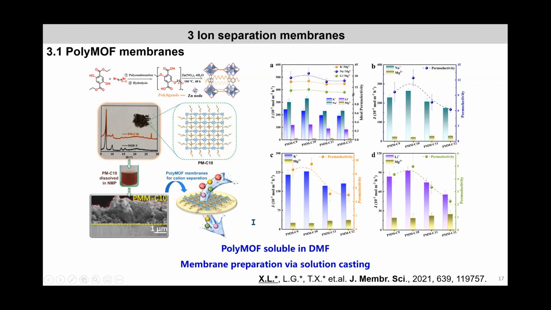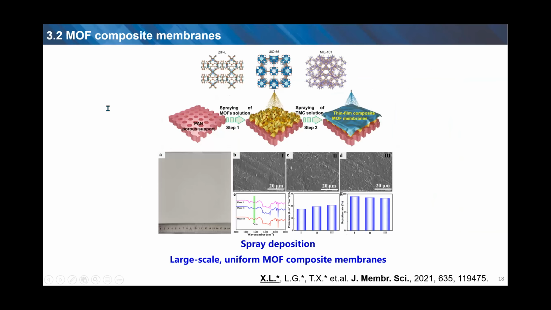The as-prepared membranes show an efficient separation for monovalent cations over divalent cations. Then the spray deposition method was used to prepare large-scale uniform polyMOF membranes. A polyMOF layer is deposited onto the porous support, followed by the deposition of a cross-linking layer to immobilize the polyMOF layer. The membranes we get also show a good separation performance.